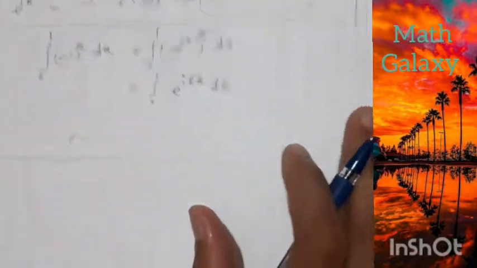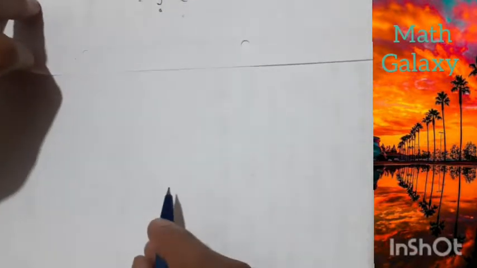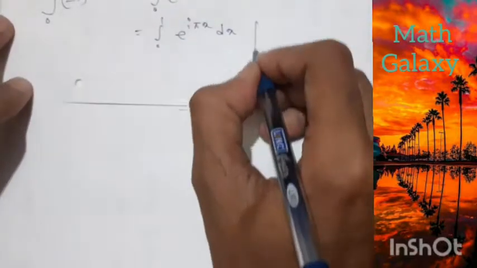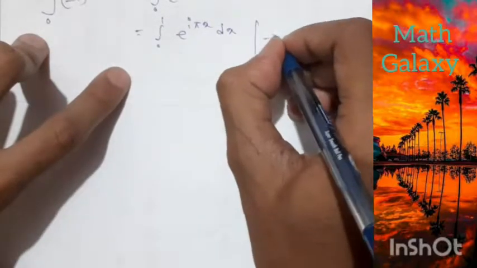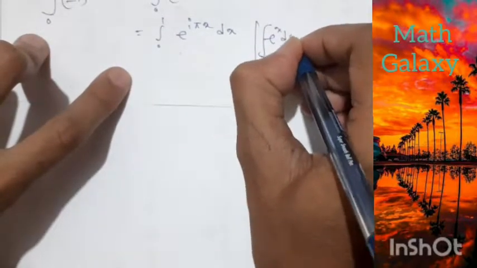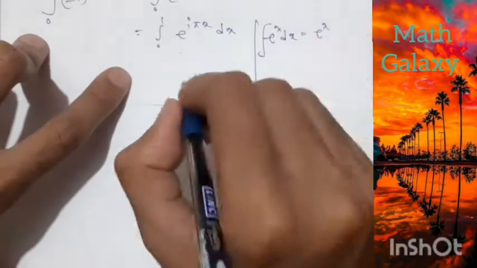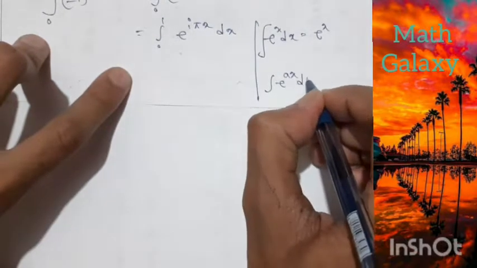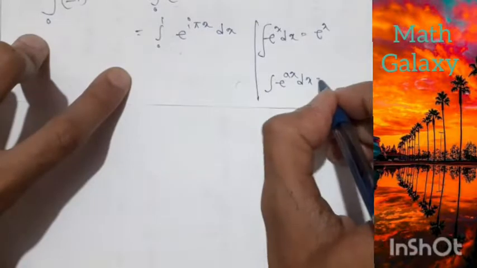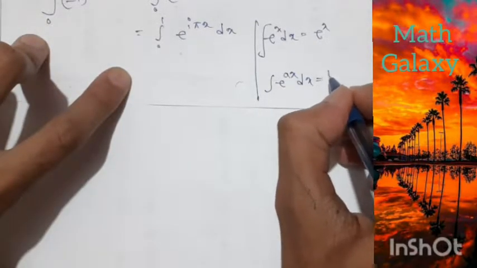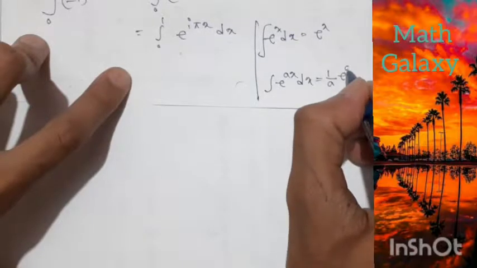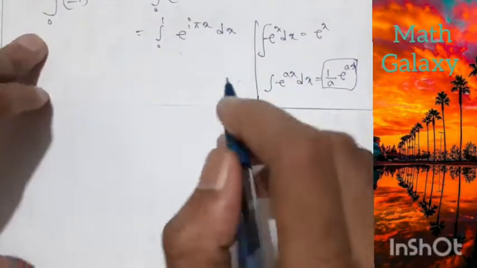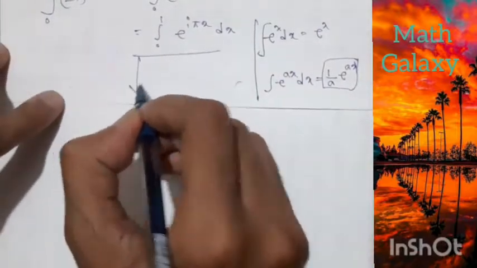What is the integration of e to the power ix? Let me write the generalized value on the right side. The integral of e to the power x dx is equal to e to the power x, and the other rule is this: if there is e to the power ax dx, this gives 1 by a times e to the power ax. Of course this is the indefinite integral, so we're going to use that here. From this we're going to write like this.